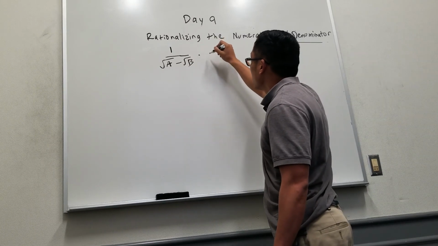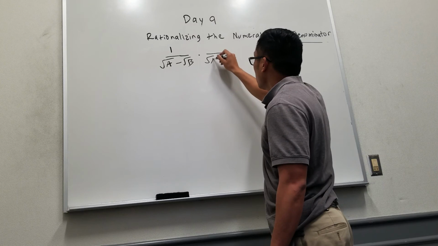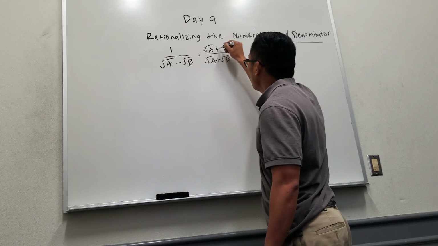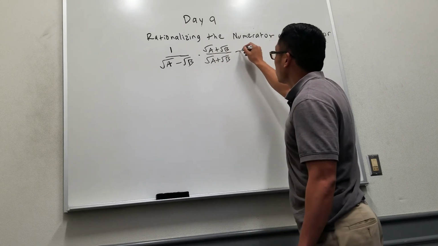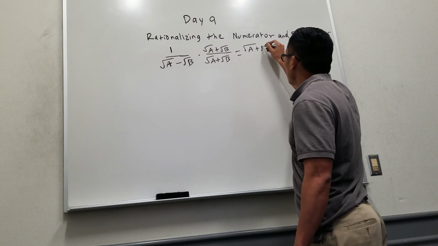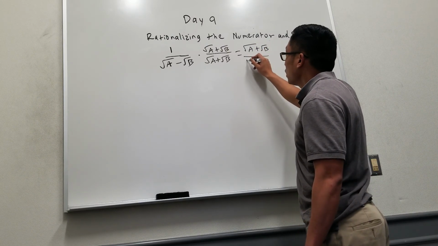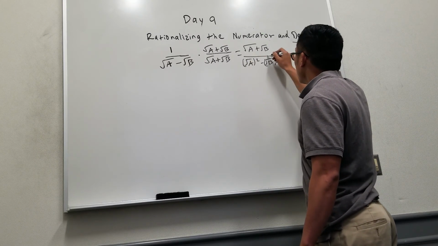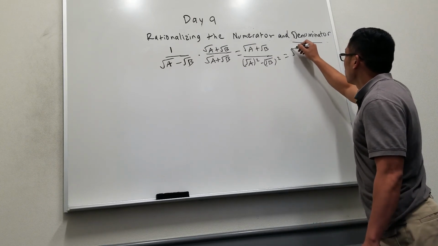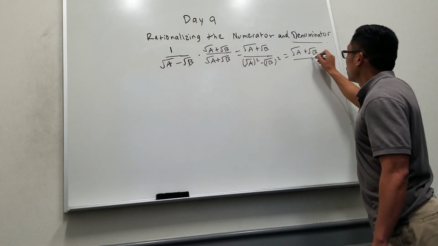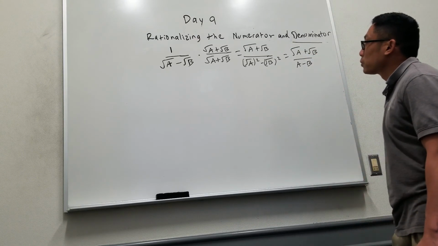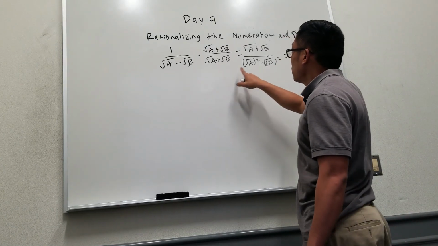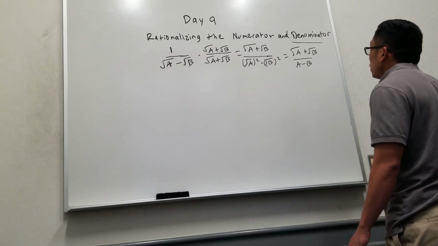So I'm going to multiply by the conjugate. The conjugate of this is radical A plus radical B. I can't just do that, I have to multiply by 1. So this is radical A plus radical B over radical A plus radical B. This will be radical A plus radical B on the top, and on the bottom, radical A squared minus radical B squared, which is A minus B. As you notice, this is the difference of two squares: A minus B times A plus B is A squared minus B squared, so I'm using that identity.